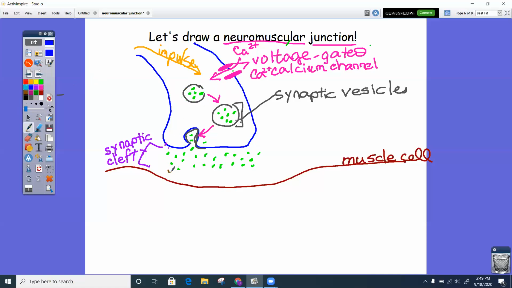Now, on the muscle cell, you are going to have some acetylcholine receptors. Okay, so the acetylcholine just got released into that synaptic cleft, and acetylcholine is going to bind to its receptors, and attached to those receptors is another type of channel protein.